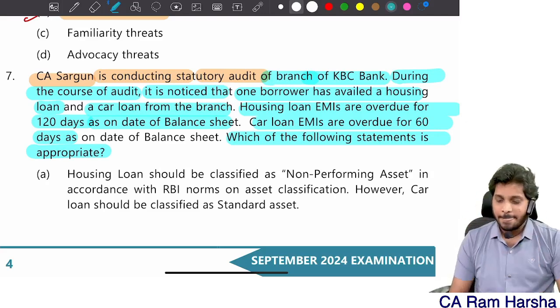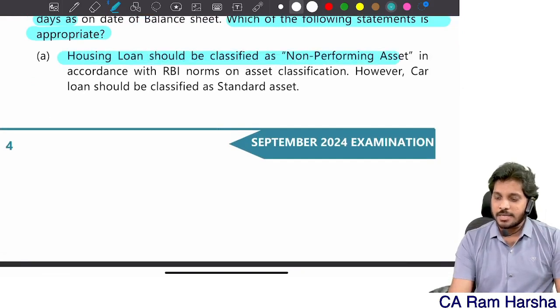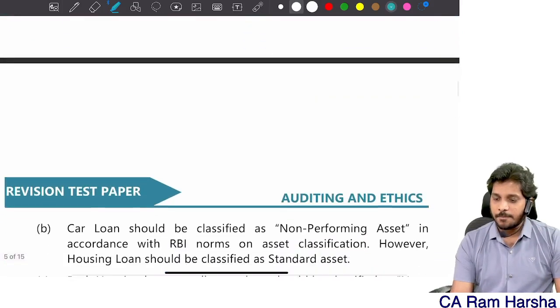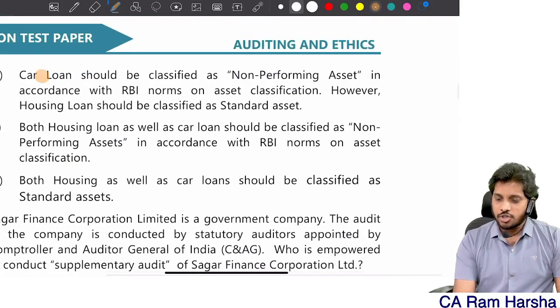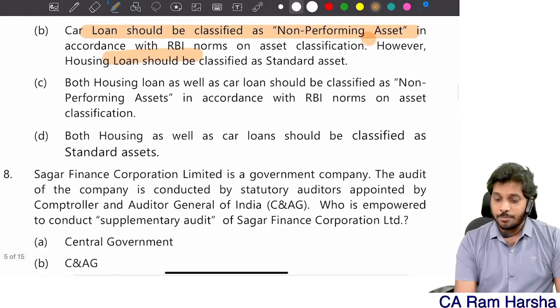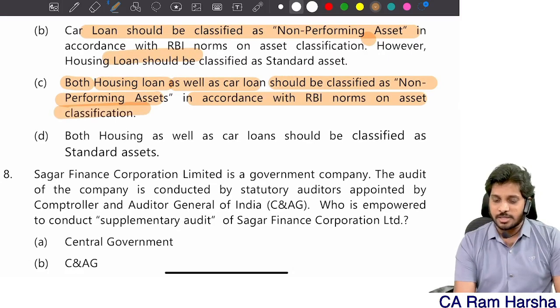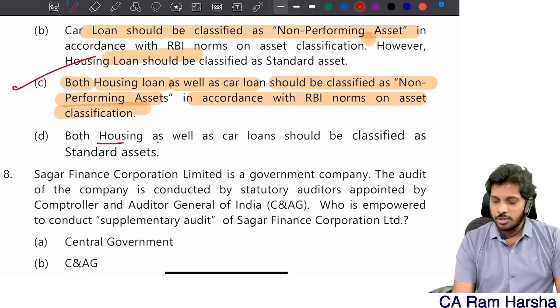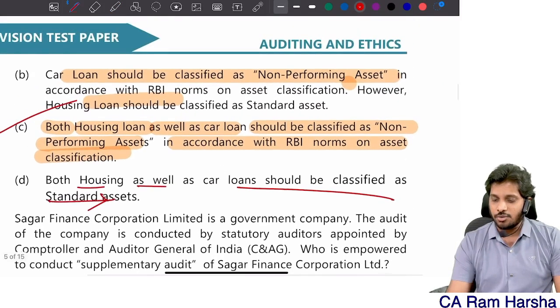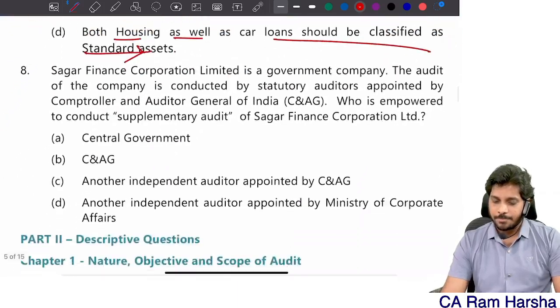Correct? Housing loan should be classified as NPA. However, car loan, that's wrong. Car loan should be classified as NPA. No, that's wrong. Both housing loan as well as car loan should be classified as NPA in accordance with RBI. This answer is right. Both housing loan as well as car loan should be standard. No, the answer is C.